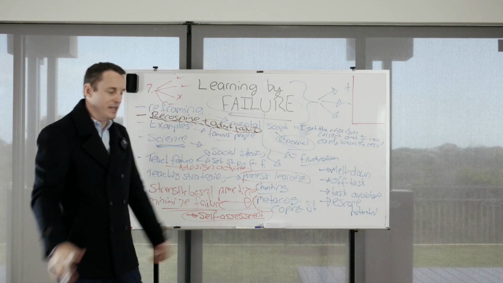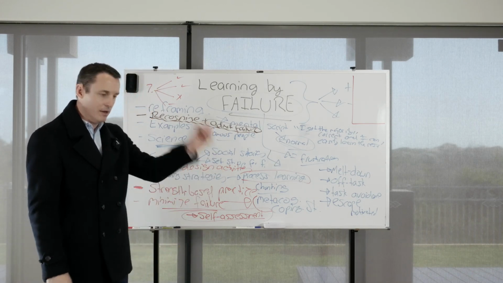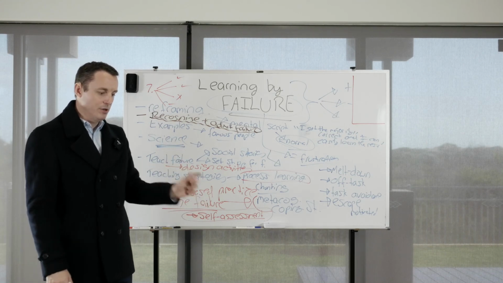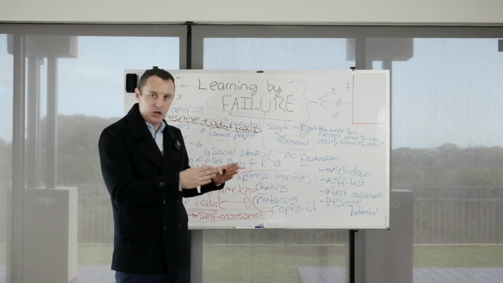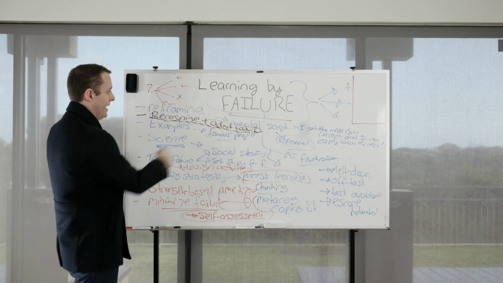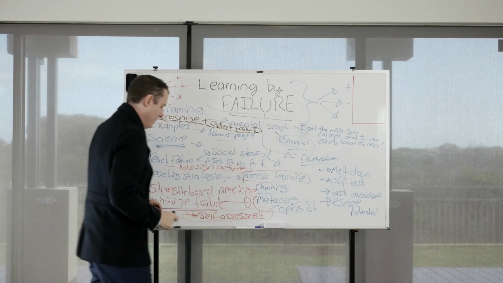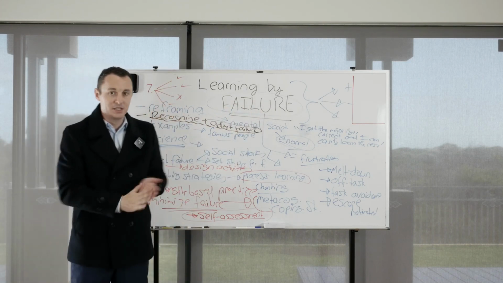So having that conversation. You didn't get this bit right. You got it completely wrong. Great. Now we know what you can and cannot do. Now we know we can concentrate on this particular section. So I'm just going to call that the recognition aspect of learning by failure. So that's that particular strategy.